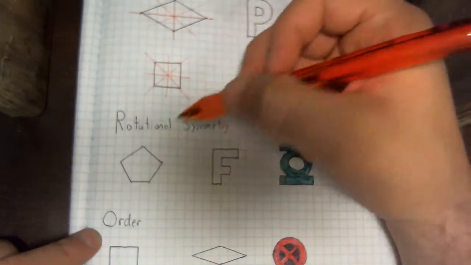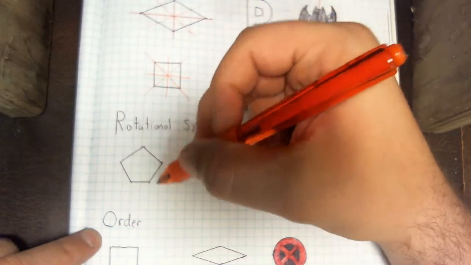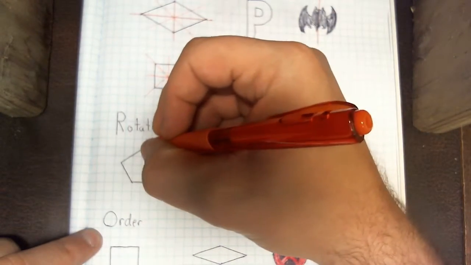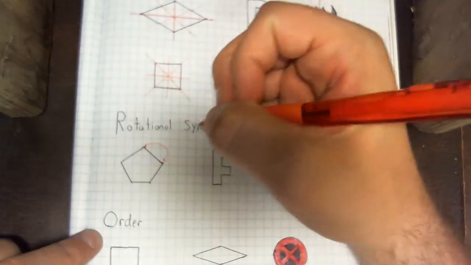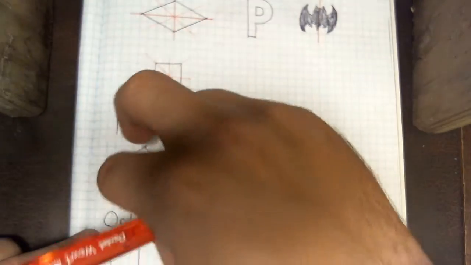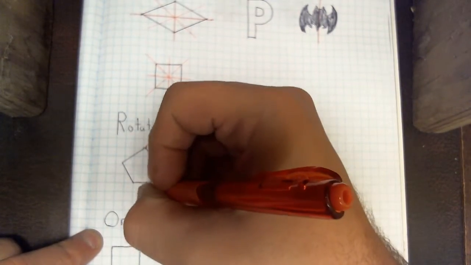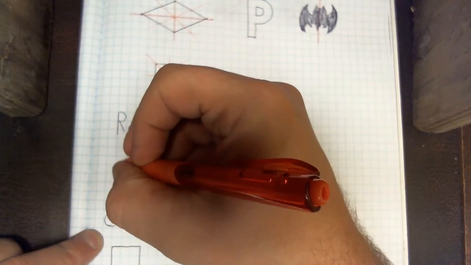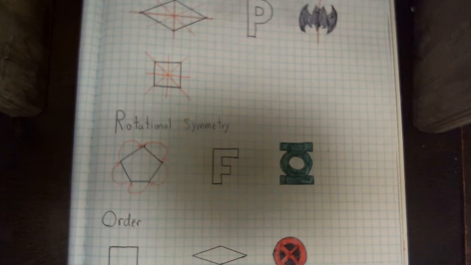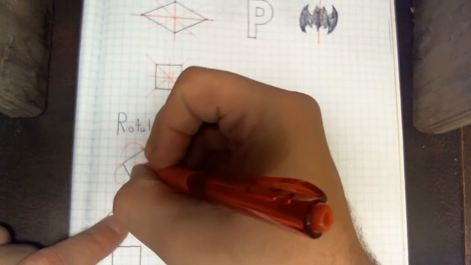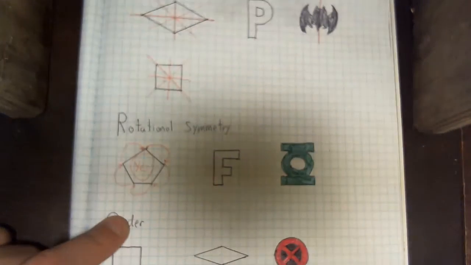So what we usually look at is, do we have points that can match up? Do we have sides that can match up? I'm noticing that if I spin this particular shape a little bit, it should land right on top of itself. And I can spin it again, and I can spin it again. The key to this is that we want to be able to spin it less than 360 degrees and make it land on top of itself. So this particular shape definitely has rotational symmetry.